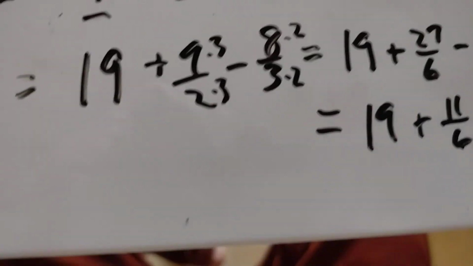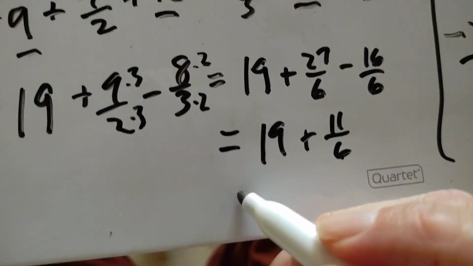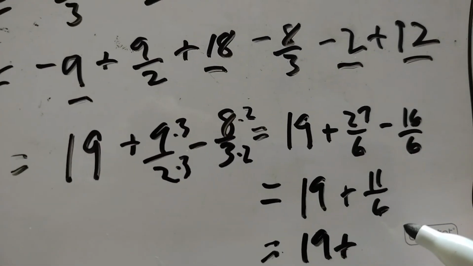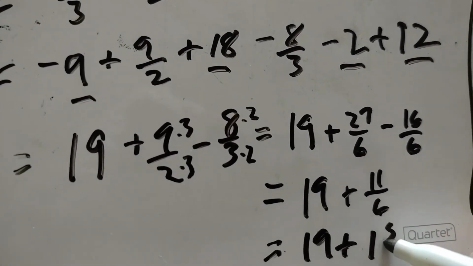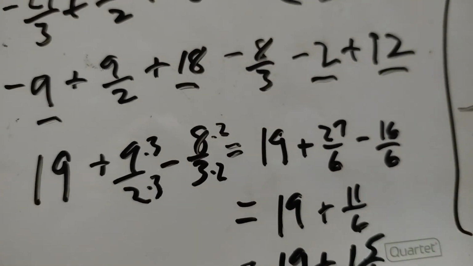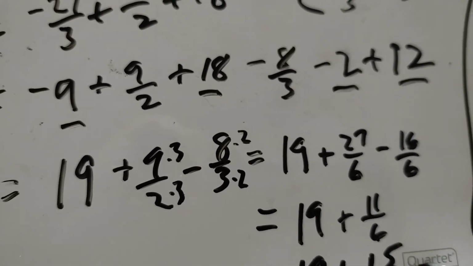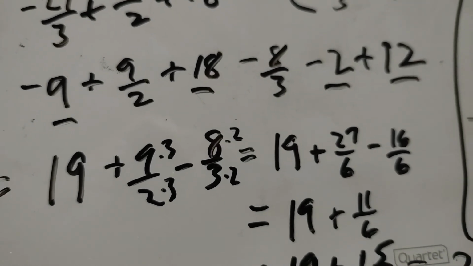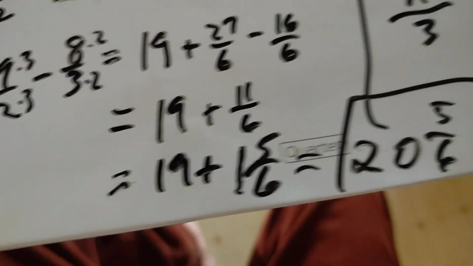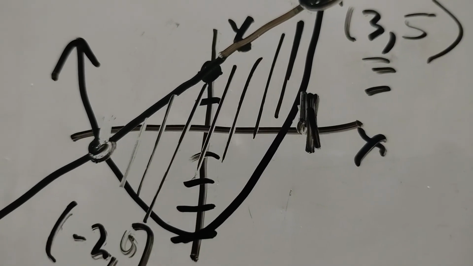Okay, so let me continue. We're almost done here. So getting back to where I was, this is equal to 19 plus 11/6, which we just said was 1 5/6. So what's 19 plus 1 5/6? Yes, you got it. 20 and 5/6. And that's my final answer. That is the area of this shaded region. And we are done.